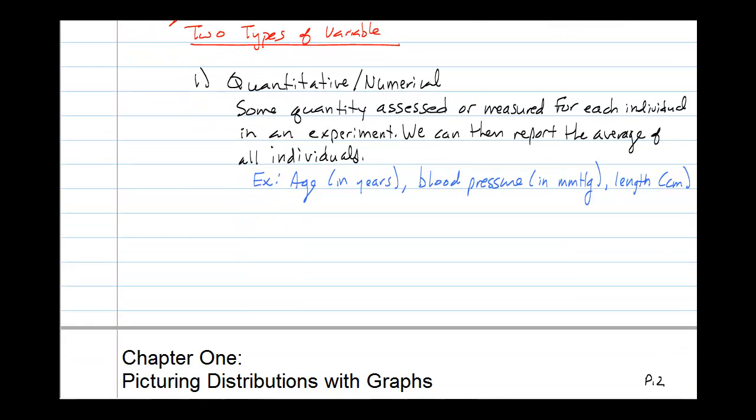Now, these would not be, for instance, your zip code.